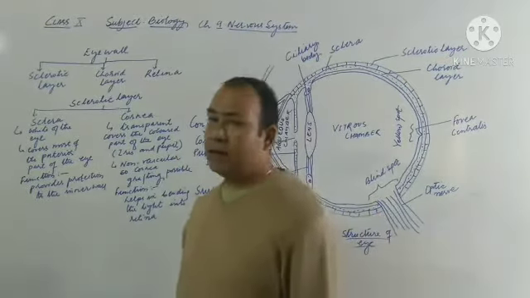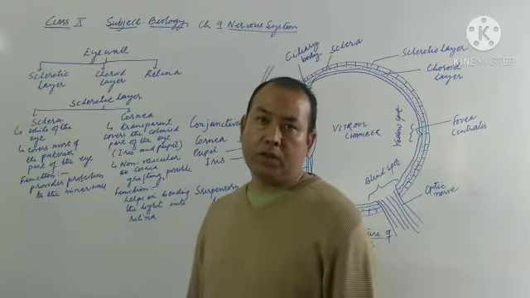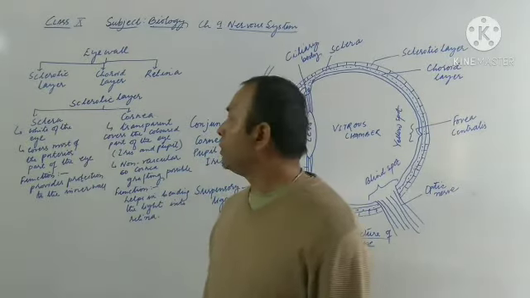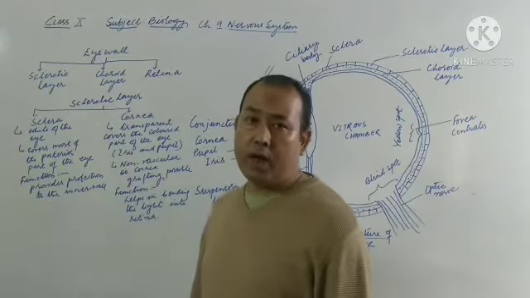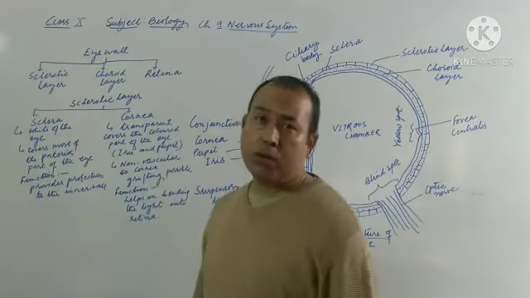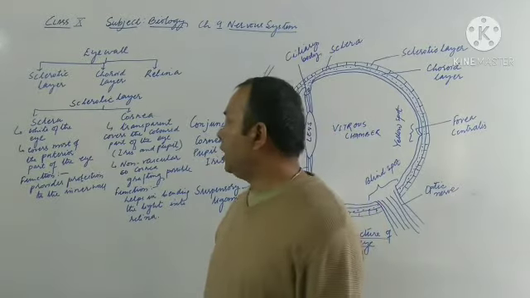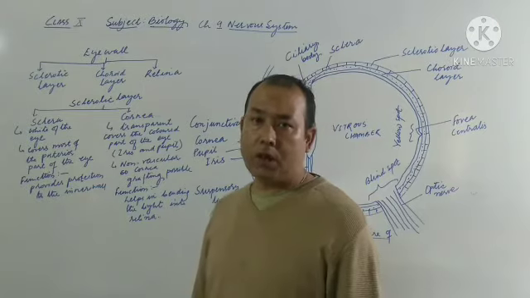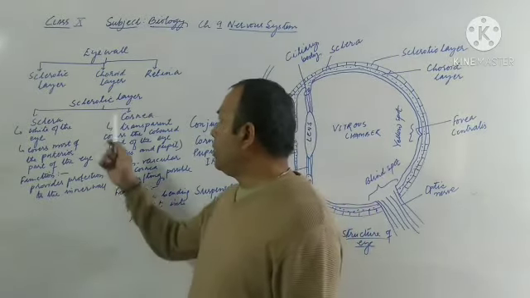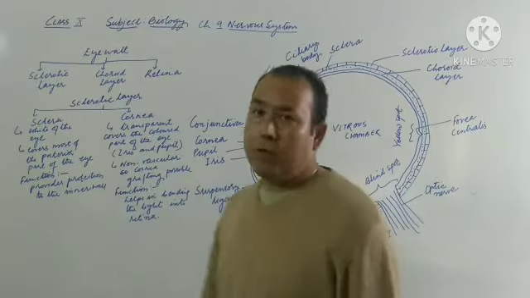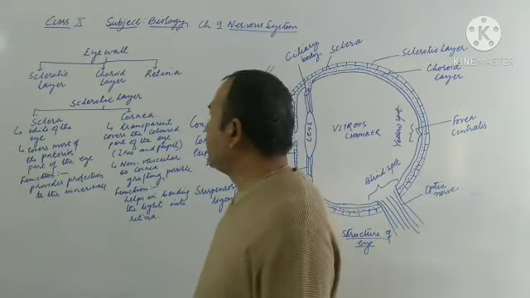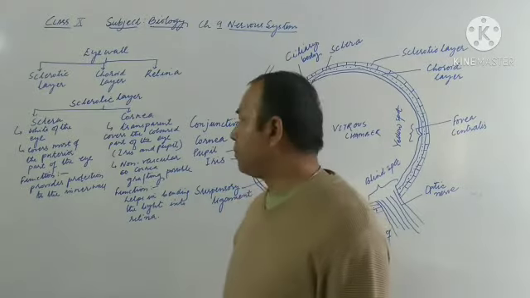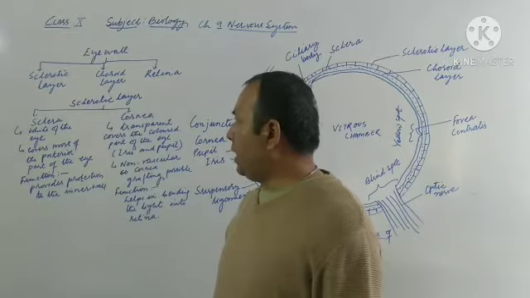Now here you need to know that there are three layers in the eye wall. The outermost is what we call the sclerotic layer. The middle one is called the choroid layer, and the innermost is what we call the retina. Okay, so first we'll start with the sclerotic layer, that is the outermost layer of the eye. The outermost layer of the eye is usually opaque, and mainly responsible for providing protection to the inner wall of the eye.